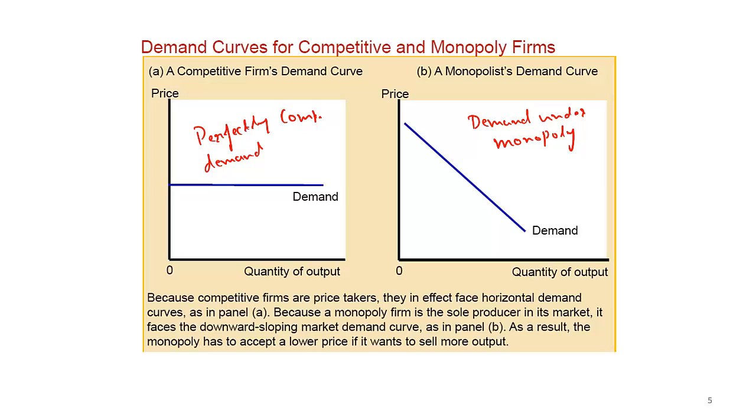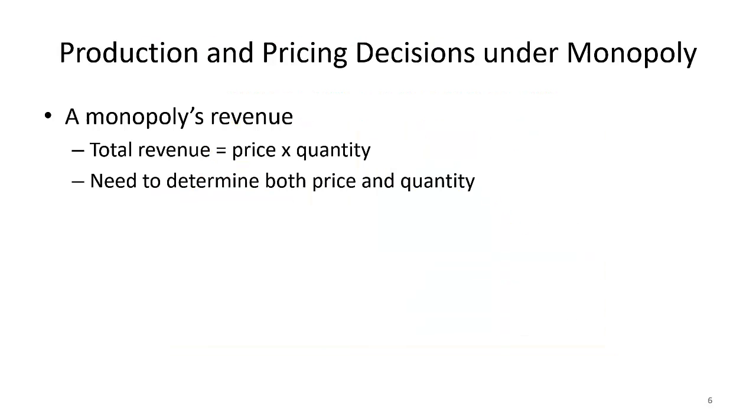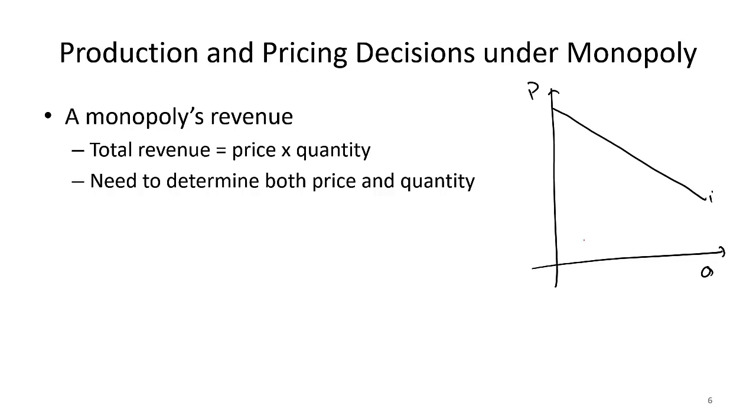And you can see that demand curve under monopoly is downward sloping. Now this downward sloping demand curve creates a problem. Why? Because if you remember, a monopolist's revenue is nothing but price times quantity. Now since they face a downward sloping demand curve, let's draw the demand curve, price and quantity, and the monopolist faces a demand curve which is downward sloping.